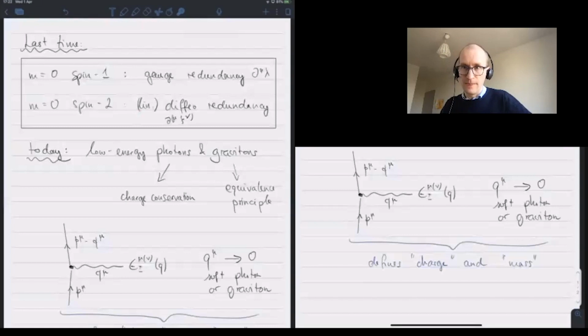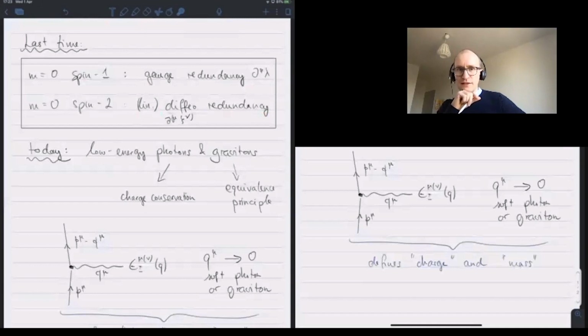So again, the group theory type treatment forced upon us, if we wanted to maintain Lorentz invariance, in fact, a gauge redundancy for spin 1 and a linearized diffeomorphism redundancy for spin 2. That's already a very powerful conclusion.